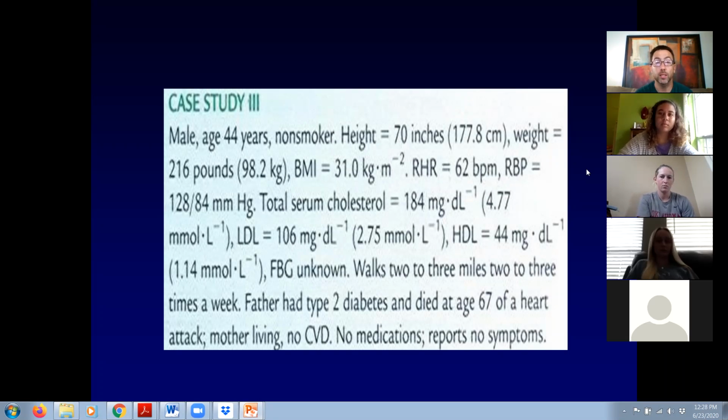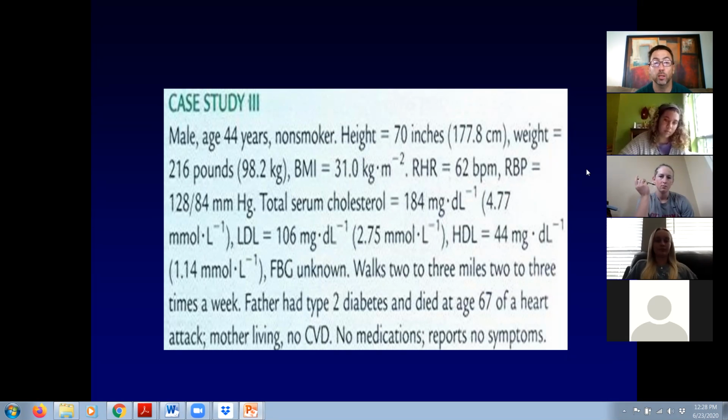Okay. Is he obese by BMI? Yes, that's correct. He's obese by BMI. His BMI is 31. We don't care what his resting heart rate is. Let's look at his blood pressure. What does his blood pressure look like? Okay, 128 over 84. Is blood pressure going to be a risk factor? No. Blood pressure is not going to be an issue.